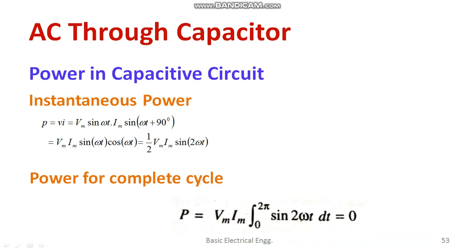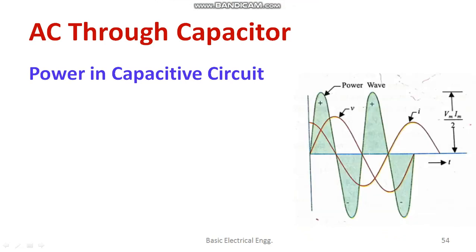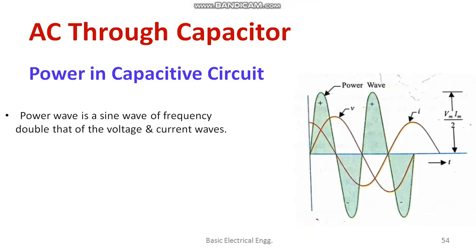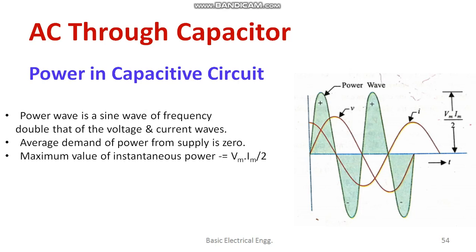Then if you want to compute the total power consumed in a circuit, you have to do the integration of Vm Im sin 2 omega t from 0 to 2 pi. If I do the integration, it will be 0 only. So we can say that the average power consumed in a capacitive circuit will be 0. Also, the frequency of the power wave is double that of the voltage and current waves. So the maximum value of instantaneous power is equal to Vm Im.